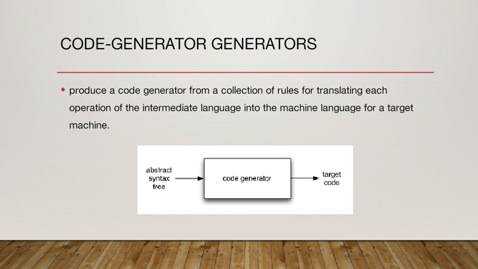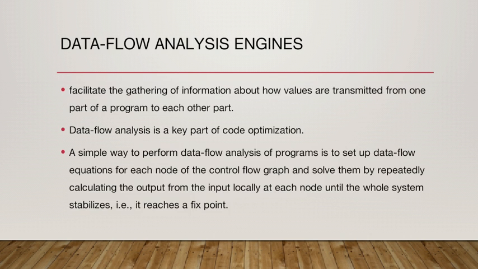Next, we have code generator generators. It produces a code generator from a collection of rules for translating each operation of the intermediate language into the machine language for a target machine. For example, we have an abstract syntax tree. Then it will go to the code generator so that it will be translated to a target code, for example, Java or whatever.